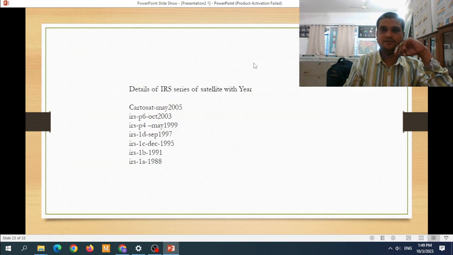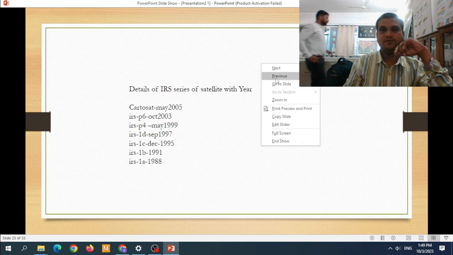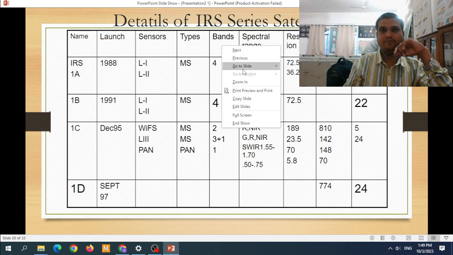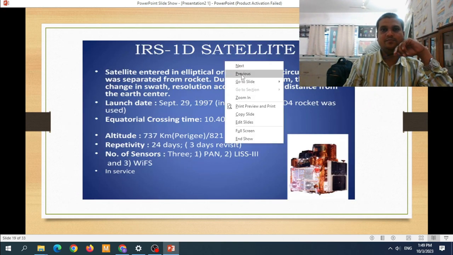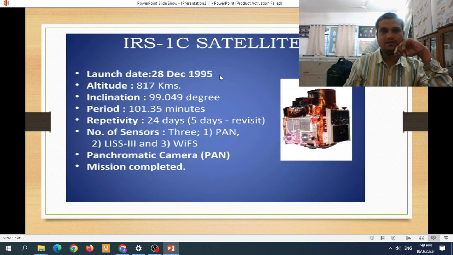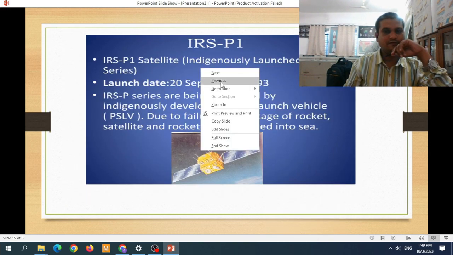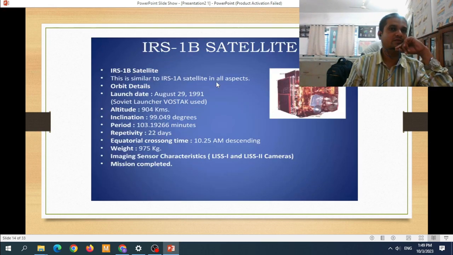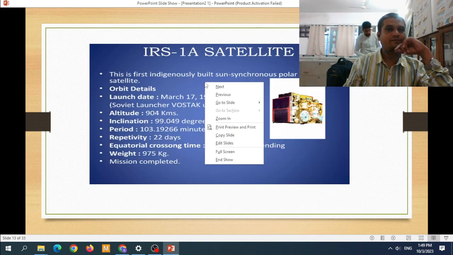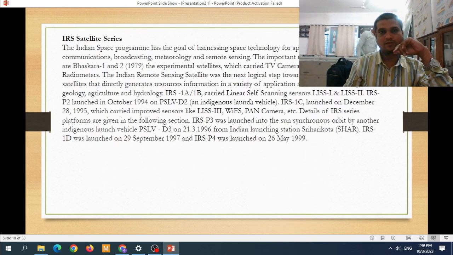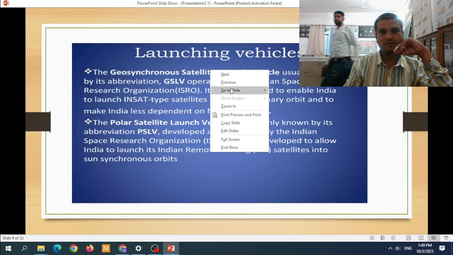In that we can learn the basics: what a satellite is, which type of sensors or bands are used in that particular area, and for the construction of that satellite, which vehicle is used, PSLV or GSLV, depending upon the use for which the satellite is intended.